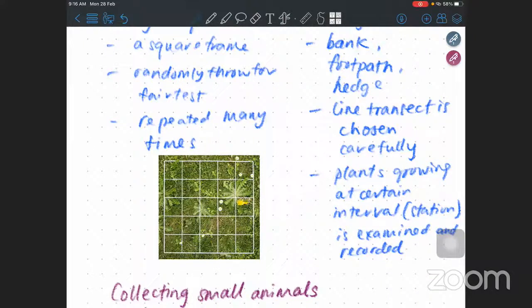The transect is made by stretching a length of rope along the line to be examined and recording the plants growing at certain intervals, which are called stations, along the rope. When plants are being recorded along the transect, abiotic factors such as temperature and dampness, which is humidity of the soil, may be recorded to see if there is a pattern between the way the plants are distributed and the varying abiotic factors.